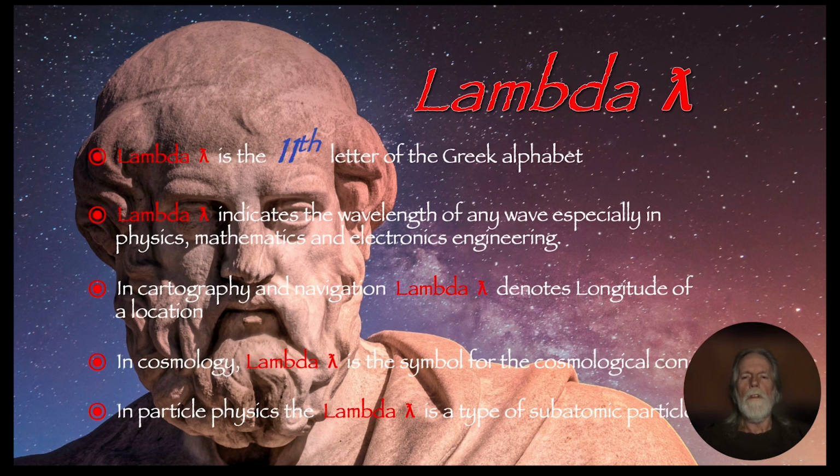We begin with the definitions of lambda and how the word and symbol is used currently in the sciences. Lambda as a symbol is in the shape of an inverted V. Lambda is the 11th letter of the Greek alphabet. Lambda is a symbol that indicates a wavelength of any wave, especially in physics, mathematics, and electronics engineering. In cartography and navigation, lambda denotes the longitude of a location. In cosmology, lambda is a symbol for the cosmological constant. In particle physics, lambda is a type of subatomic particle.